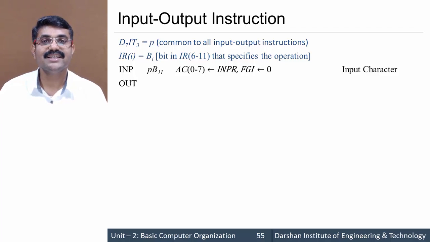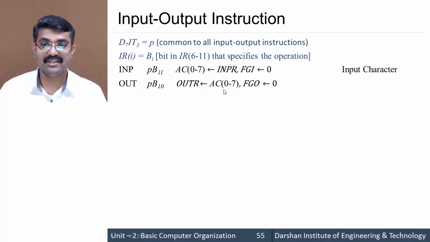The next instruction is OUT, which occurs at PB10. At PB10, the content of accumulator bits 0 to 7, the lower half bits, is transferred to the outer register. Along with that, when the content of the accumulator is transferred to outer, FGO is set to 0 to again receive other inputs. So FGO is set to 0, and that is the output character instruction.